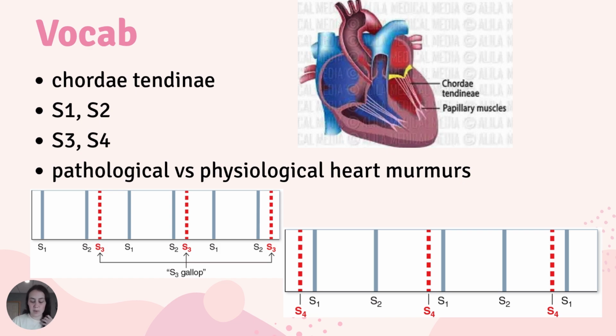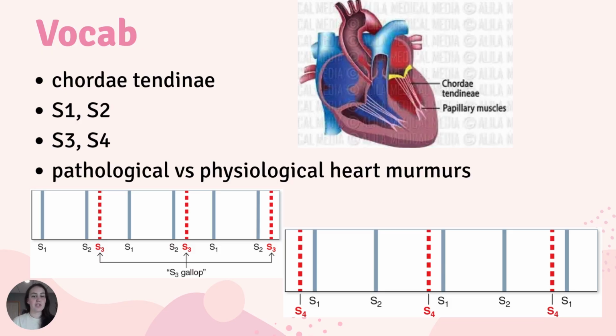So S3 is vibration of blood flow against the ventricle walls. It's normal for children and young adults, but it's a sign of heart failure in older adults. And then S4 is the left atrium contracts against stiff left ventricles. So that one's definitely not normal. That can be a sign of hypertrophy and stiffness and some other bad things.